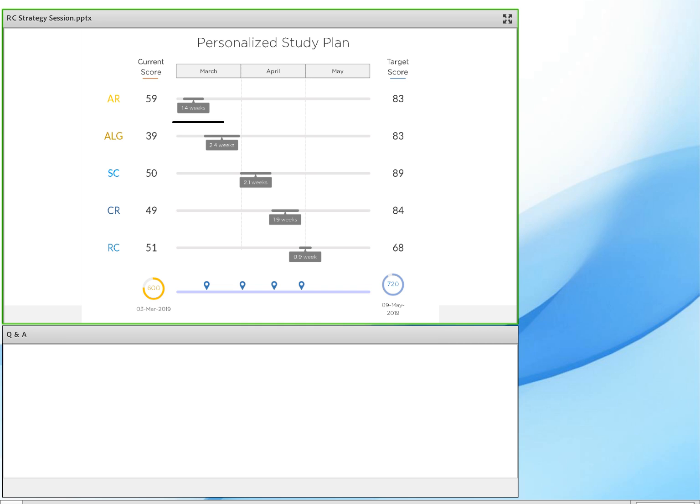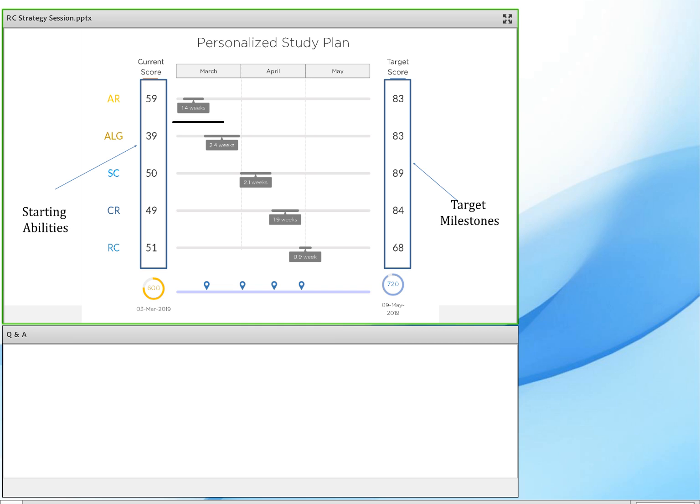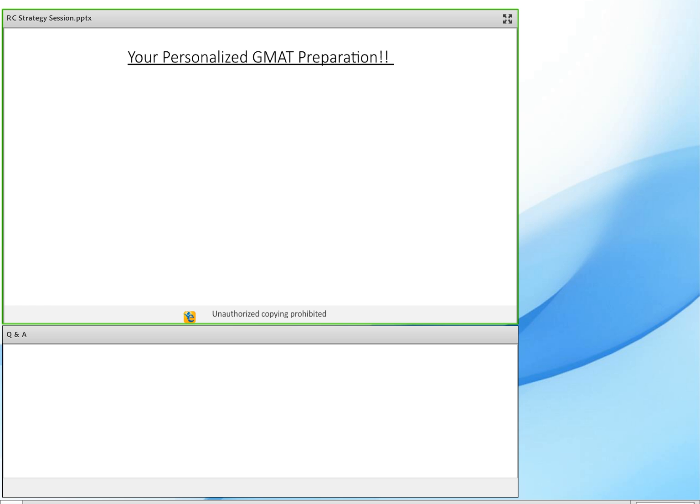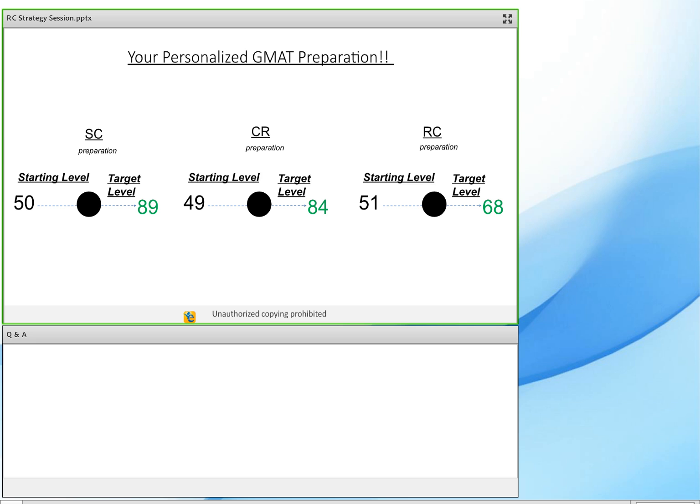Then it tells you how much effort, based on the data that we have of upwards of 40,000 students, would you need to get there. And this is time in weeks over here, and this takes into account the amount of hours that you can spend every day on a weekday as well as on a weekend. Again, you can see your starting abilities, you can see your target milestones, you can see the amount of effort for every subsection. And this is just the starting point of personalization.